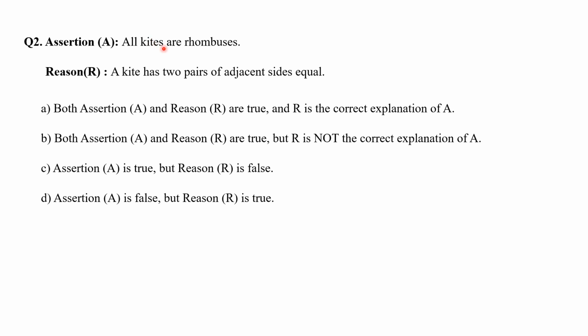So from here I can say that my assertion is false. And the reason is given, a kite has two pair of adjacent sides equal. This reason is true. So my correct option will be option D. Assertion is false, but reason is true.